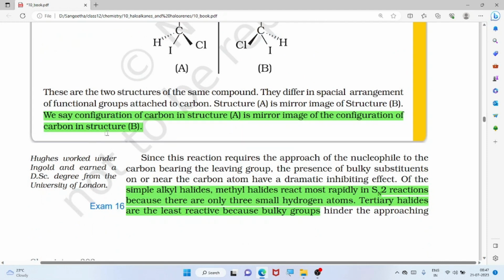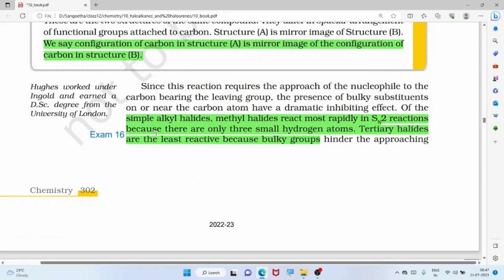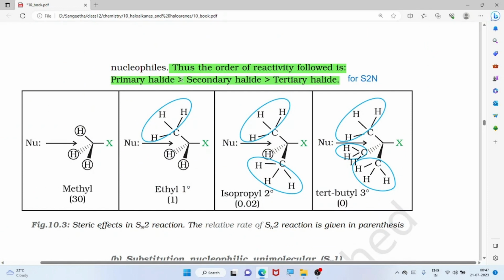Simple alkyl halides, methyl halides, react most rapidly in SN2 reaction because they have only 3 small hydrogen atoms. Tertiary alkyls are the least reactive. So in SN2, primary alkyl halide is more reactive than secondary, than tertiary. Tertiary is less reactive in SN2. This is the order of reactivity: primary halide greater than secondary halide greater than tertiary halide for SN2.